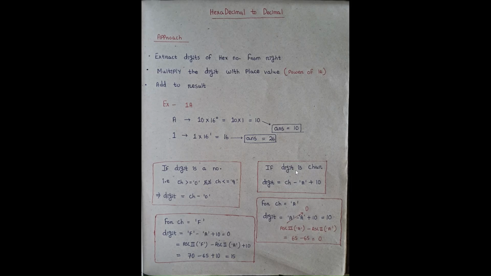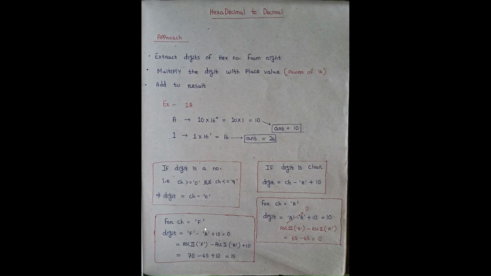When we subtract the capital A ASCII value from it, we get a value like 0, 1, 2, 3, 4, 5. You can consider this example here. When the character is A, we are subtracting the ASCII value of capital A from the ASCII value of capital A. As everyone knows, the ASCII value of capital A is 65. So when we subtract 65 from 65, we get 0. Then we add 10, because our character A does not refer to 0. It refers to 10. That's why this plus 10 is here.